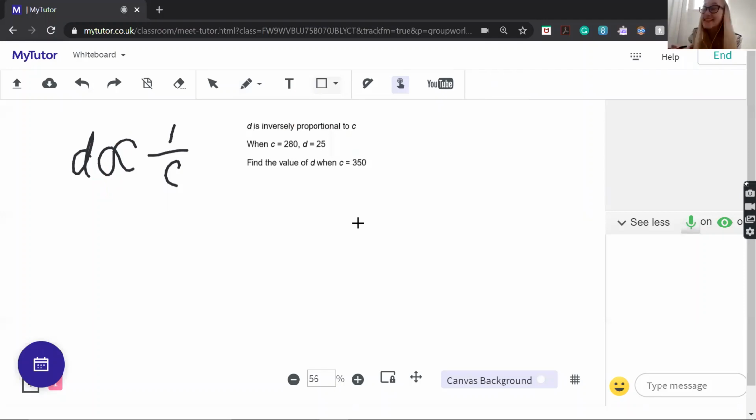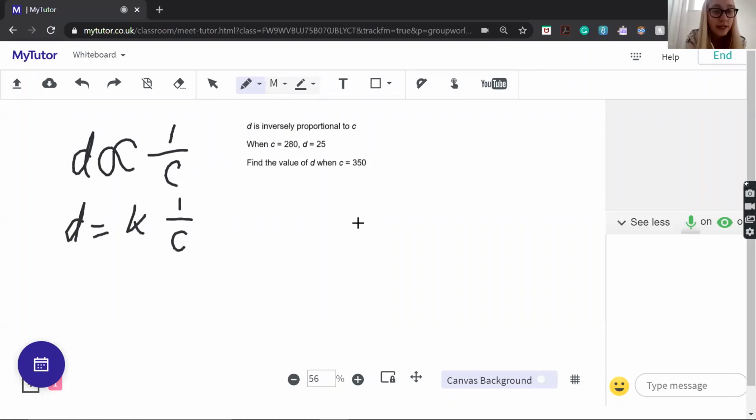And now, this is exactly the same question. We replace our squiggly fish with equals k. So D equals k lots of 1 over C. And if we do k times 1 over C, because when we times a fraction by a number, we just times the top, this becomes D equals k over C. We don't have to write it like that, but it makes our calculations quite a bit easier. Hopefully you can see where that comes from.